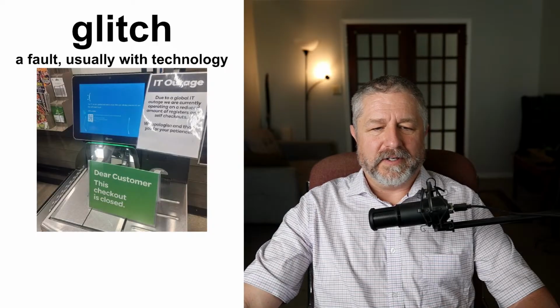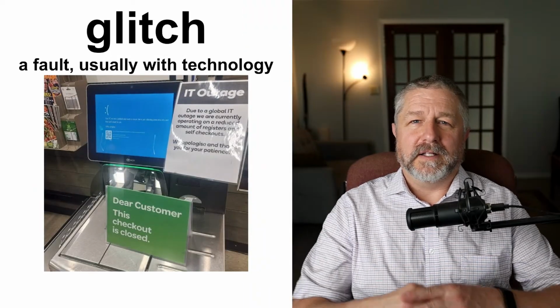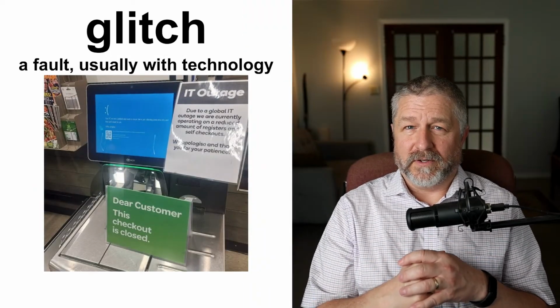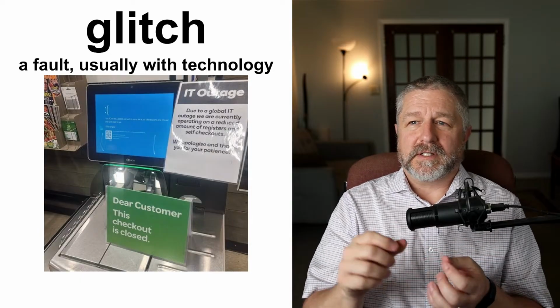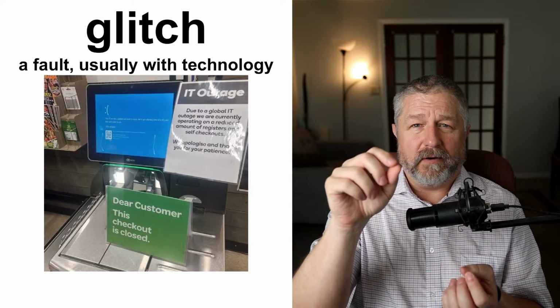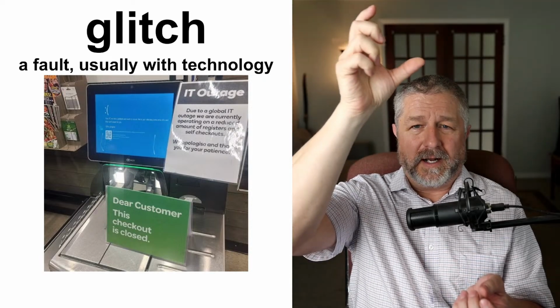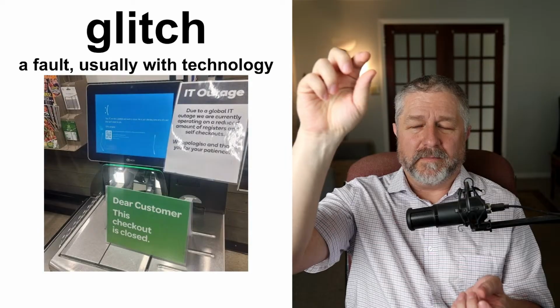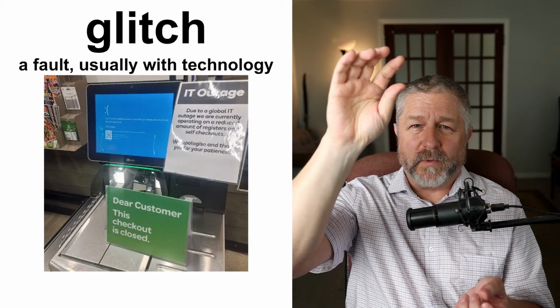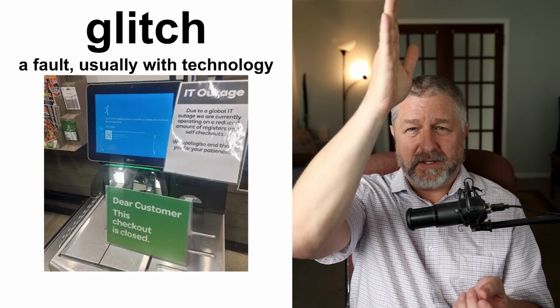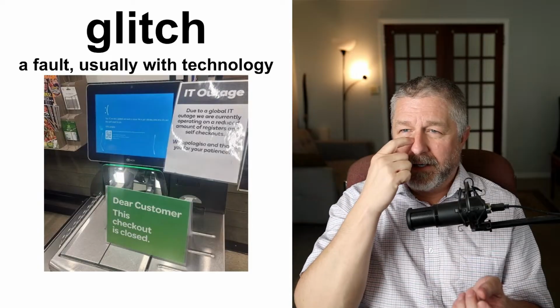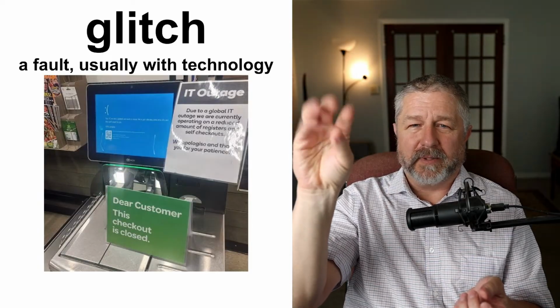A glitch, very similar to a malfunction. A glitch is a fault, usually with technology. Sometimes you'll see this when you go to a fast food restaurant now. All of the screens that have the food pricing on them usually work well, but sometimes there's a glitch and maybe the screen has a line down it, or maybe one screen is blinking on and off.